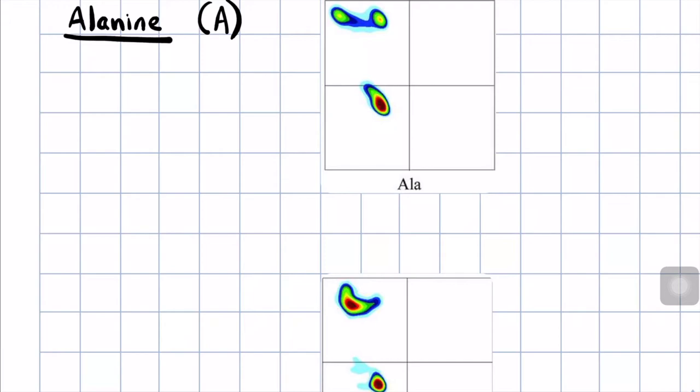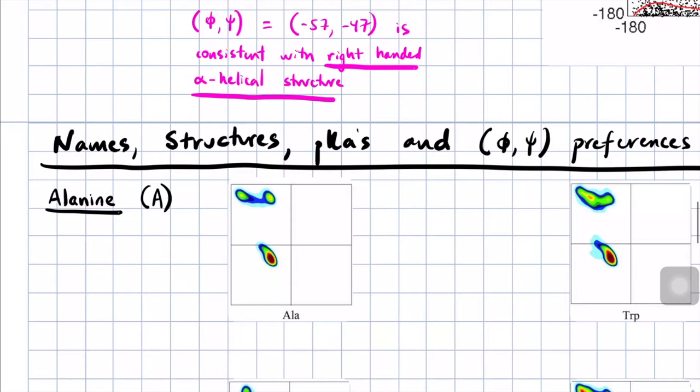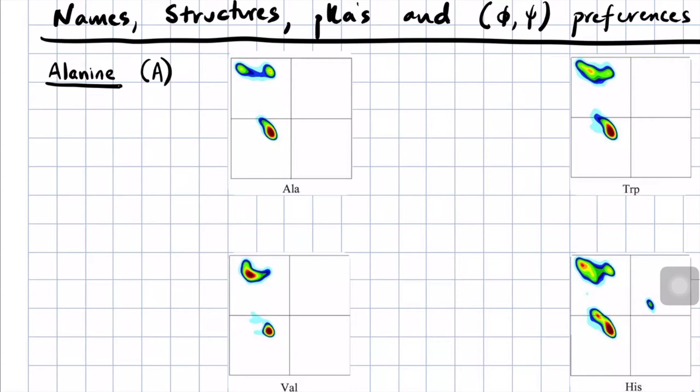I'm just going to draw the side chain structure here. So here is an amino acid, and this is the R group. Okay, so in alanine, here's the squiggly line, here is the alpha carbon, and in alanine, what you have is a methyl group on the beta carbon.